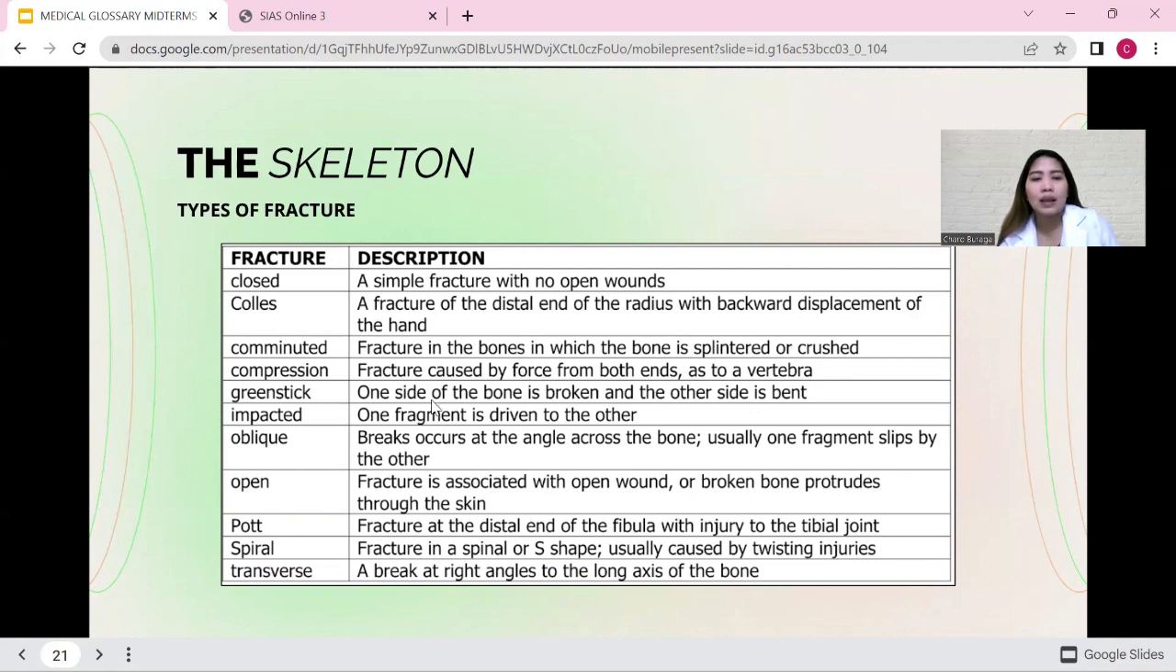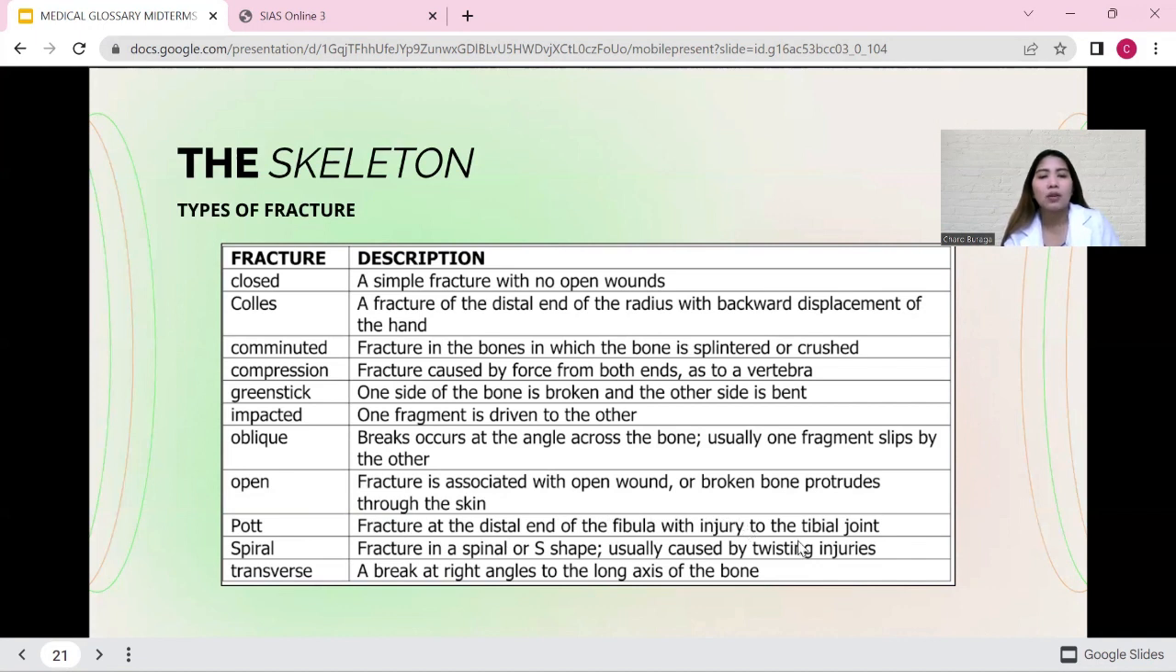Greenstick, one side lang siya ng bone, hindi siya totally broken. Impacted, one fragment is driven into the other. Oblique, break occurs at an angle across the bone, usually one fragment slips by the other. Open, the fracture is associated with an open wound or the broken bone protrudes through the skin. And the Pott's, yun yung fracture of the distal end of the fibula with injury to the tibial joint.